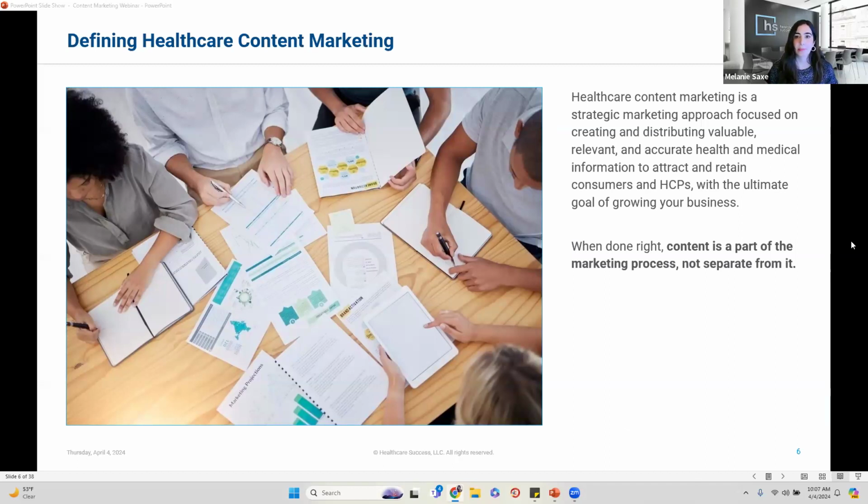Healthcare content marketing is a strategic marketing approach focused on creating and distributing valuable, relevant, and accurate health and medical information to attract and retain consumers and HCPs with the ultimate goal of growing your business. Essentially, when done right, content is part of the marketing process and not separate from it.